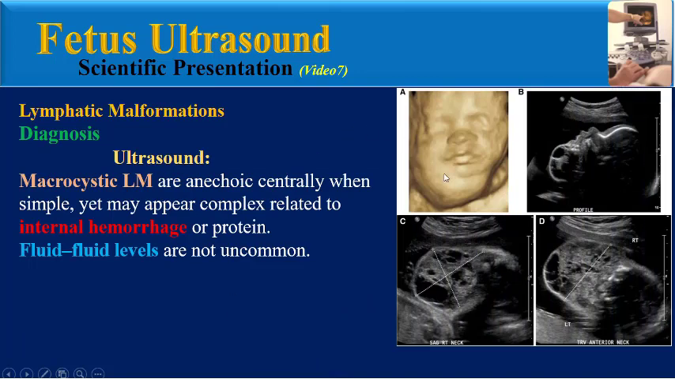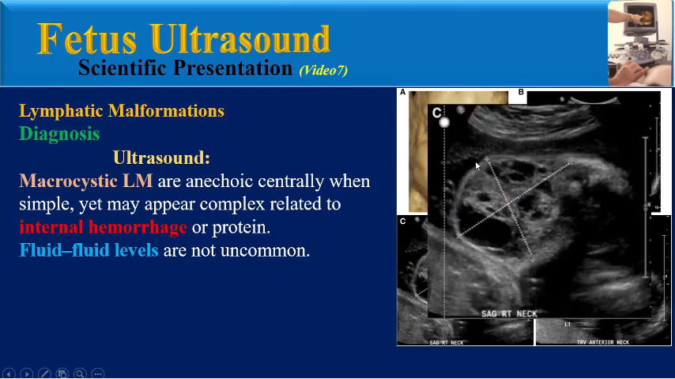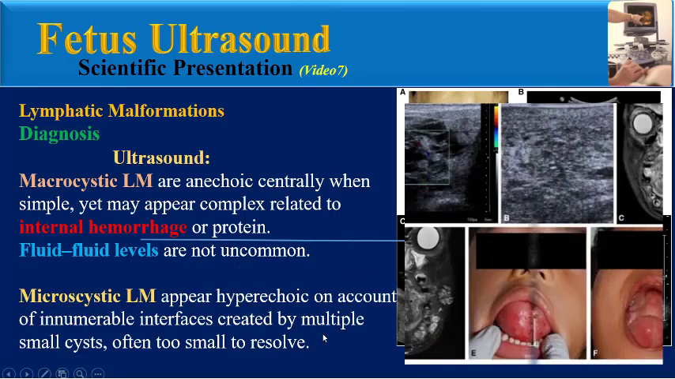Macrocystic lymphatic malformations are anechoic centrally when simple, yet may appear complex related to internal hemorrhage or protein. Fluid levels are not uncommon. Microcystic lymphatic malformations appear hyperechoic on account of innumerable interfaces created by multiple small cysts, often too small to resolve.